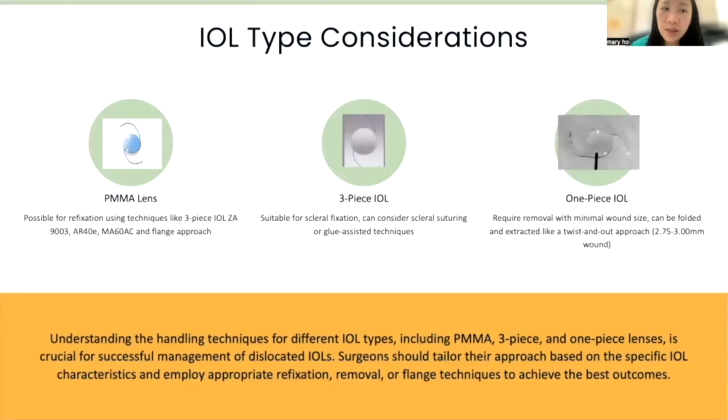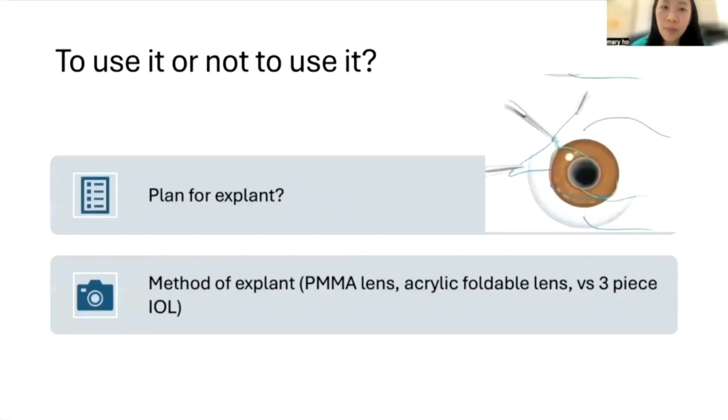So it is recommended that the whole PMMA lens be removed and a new intraocular lens reinserted. If the dropped intraocular lens is a three-piece one with a central acrylic optic and also PMMA haptics, for example, an AIOL40E or ZA9003, that would be a good scenario where we can use the same IOL for refixation. For one-piece IOL, generally, we will recommend removal of the IOL either by cut and explant or by twist and removal approach.